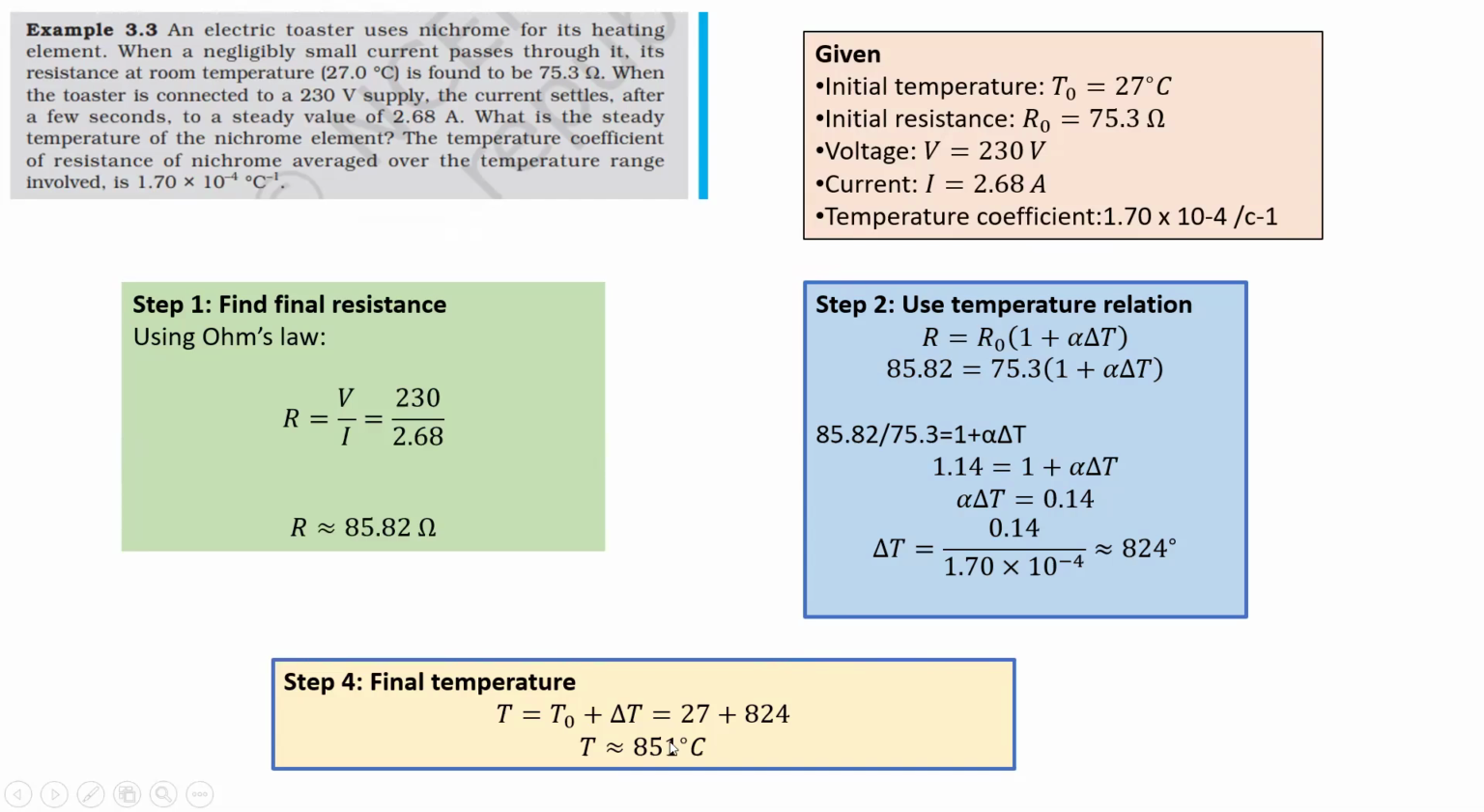Therefore, T0 is given as 27 degrees, plus delta T we got, 824. If you add, you are getting 851 degrees centigrade. Here, all the temperatures are maintained in degrees centigrade. So, the final temperature is 851 degrees centigrade.